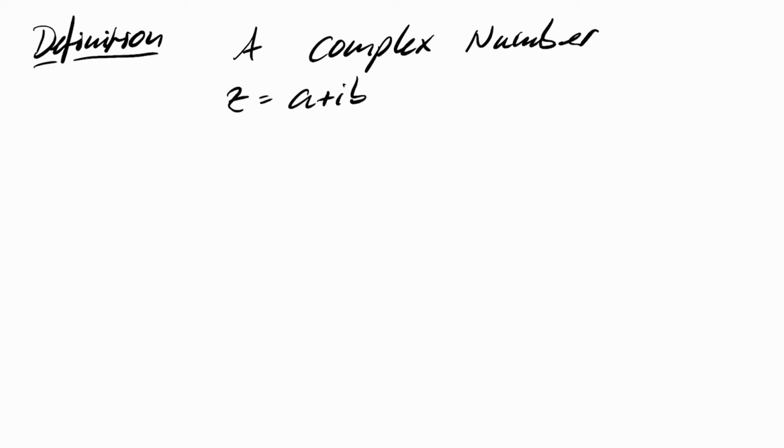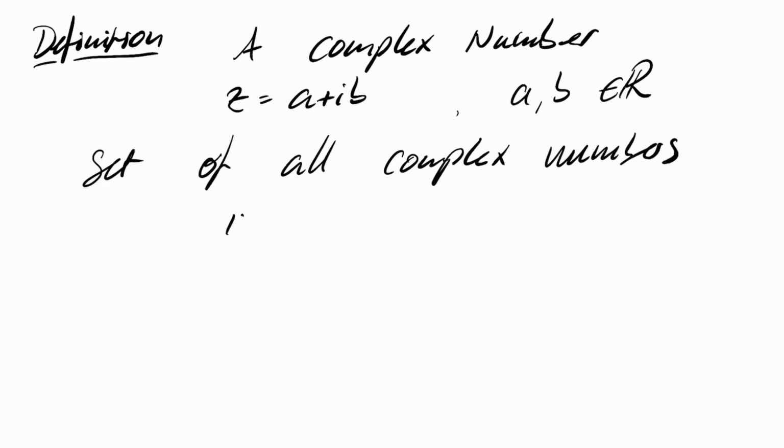And we define a number like this, a number of the form a plus ib, where a and b are real numbers, they exist in R, is called a complex number. The set of all complex numbers is called C. And we just add and subtract and multiply these in the usual way.